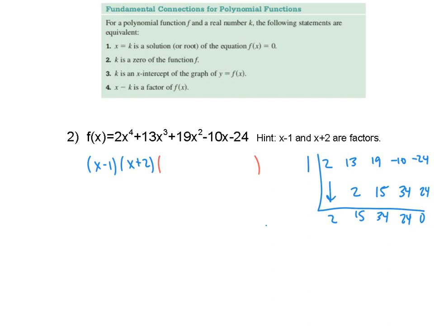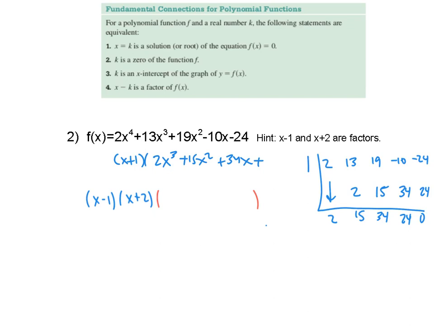So what have I done so far? I'm going to move this down. I've said that I divided my original polynomial by x minus 1, and what I have left is 2x to the third plus 15x squared plus 34x plus 24. That's what I've done so far. Now I'm going to keep going. Notice that x minus 1 is over here, and now I still have to divide by x plus 2. My goal is to take 2x cubed plus 15x squared plus 34x plus 24, and divide that polynomial by x plus 2.